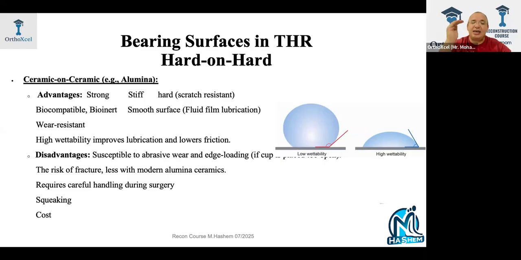Number three, it has a risk of edge loading, which will end up with squeaking, which we'll speak about now. We agreed on edge loading: if for any reason you miss the proper inclination of your cup and it is too open, there will be edge loading over the cup, and the ceramic doesn't easily accommodate that. Edge loading increases the risk of dislocation. This is causing what we call squeaking, the very noisy sound coming from a ceramic-on-ceramic bearing.